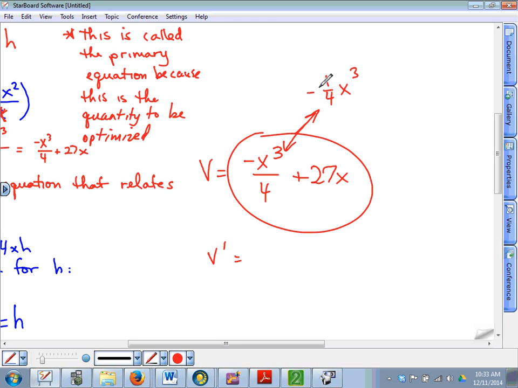Don't you just drop down the 3 and reduce the exponent? Yeah. So it's going to be negative 3x squared over 4 plus 27. And now we set it equal to 0, because if it's an extremum, that's where the first derivative equals 0. So we take this and set it equal to 0.